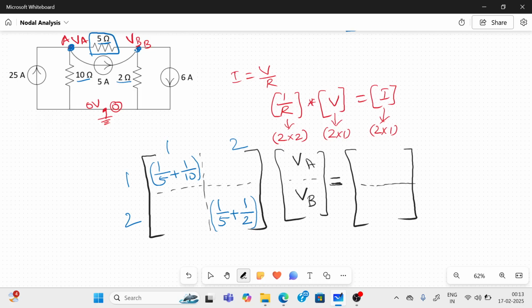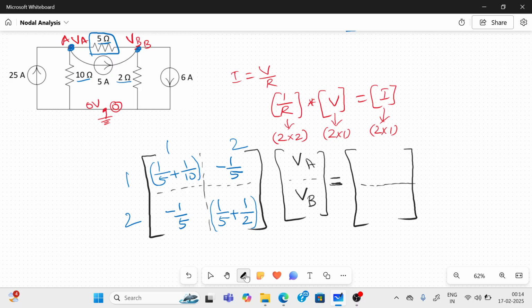So between nodes A and B, a 5 ohm resistor is connected. Here it is always the negative of the reciprocal of the resistance. Always negative. Why am I saying always negative? Because when you are assuming the current I2, the current I2 flows from A to B. When you are coming to node A, the current is leaving. When I compare to node B, current is entering. So both are opposite, right? One node it was leaving, another node it was entering. So always minus. Here also minus 1 by 5. Element 1,2 and 2,1 should be the same.